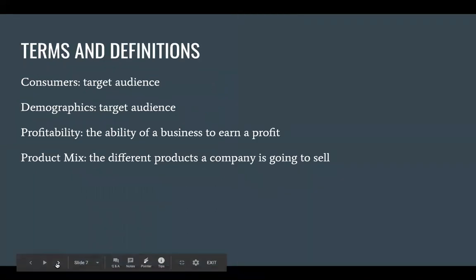So there's going to be a couple terms and definitions. Consumers and demographics are basically the same thing. They mean target audience. Profitability means the ability of a business to earn profit, not the amount of money a business earns. And last is the product mix, which is the different products a company is going to sell.